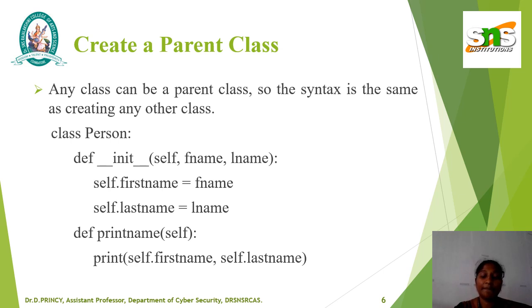Creating a parent class. A parent class is the same as the definition or creation of a class, because there is no other base class for it. We can create the class using the class keyword, class name followed by a colon, then the body of the class. It contains any number of methods. For creating a method, we use the def keyword.